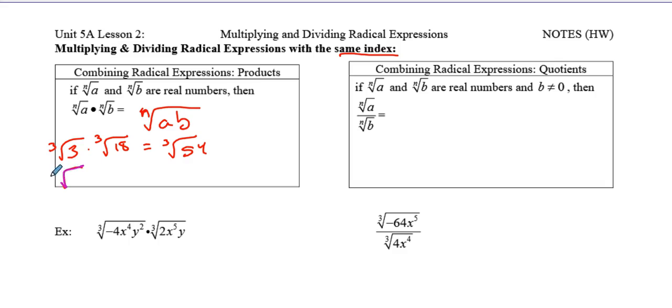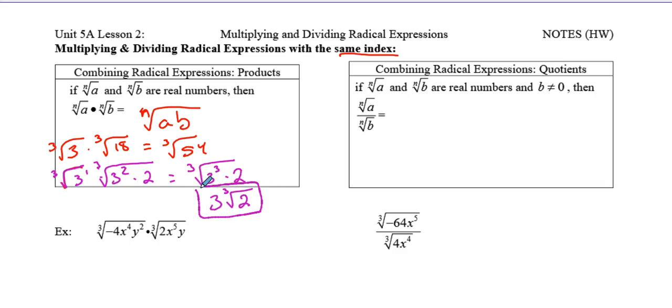I have the cube root of 3 to the first times, I know this is 9 times 2, so that's 3 squared times 2. So with that already broken down, instead of making the numbers bigger, make the numbers smaller. And that gives me the third root of 3 to the third power times 2. Well, I know the third root of 3 to the third power is 3. And this just stays under here as 3 times the third root of 2.